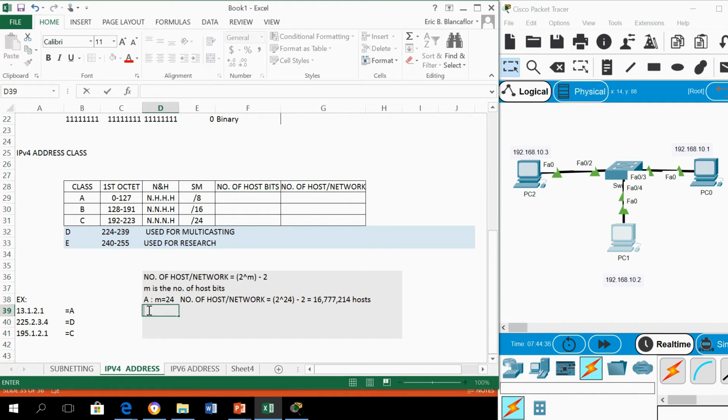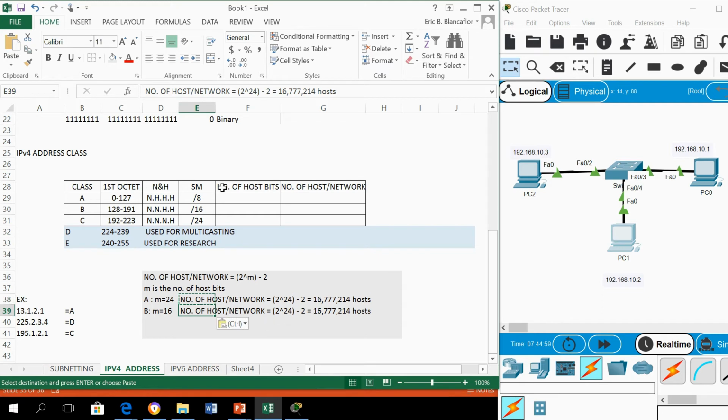So for B, M is equal to 16, right? So look at this. There are two host parts here, and each has 8 host bits, and then we have another here, so that's another 8 host bits. So in total it is 16. Applying the formula, 2 raised to 16 minus 2 is around 65,534 hosts.